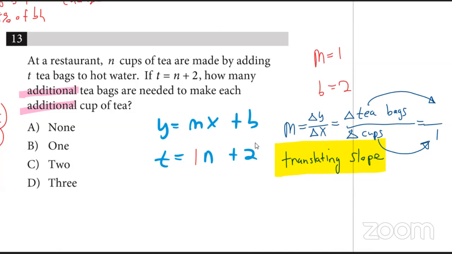And that's because if I have a number in that spot, any number like 5, for instance, is really itself over 1. That's why we're randomly putting a 1 on the bottom and some unknown number on the top. So we translated the slope, and it's the number of tea bags for each additional 1 cup of coffee.